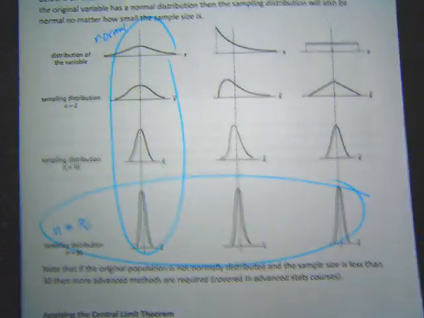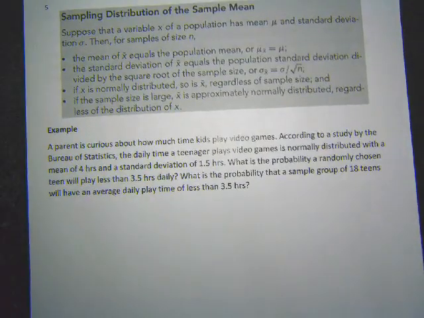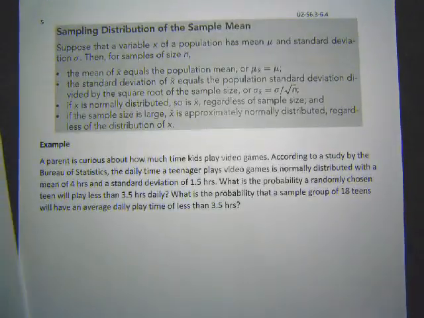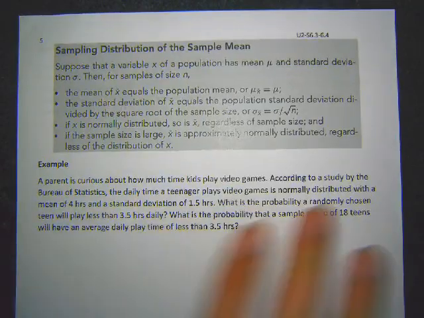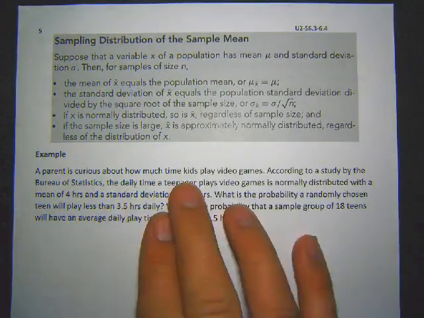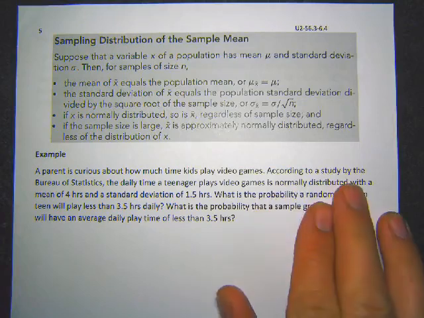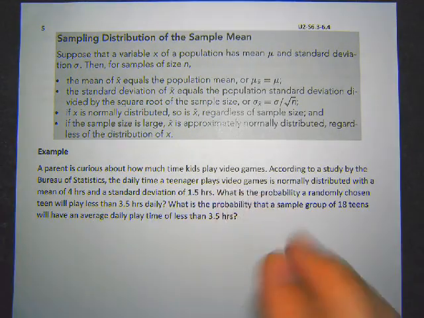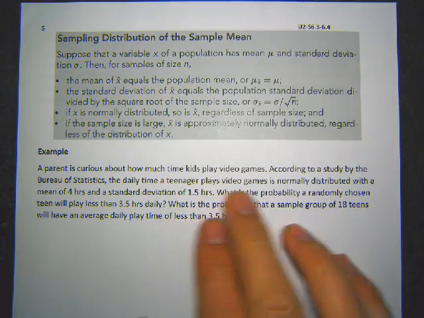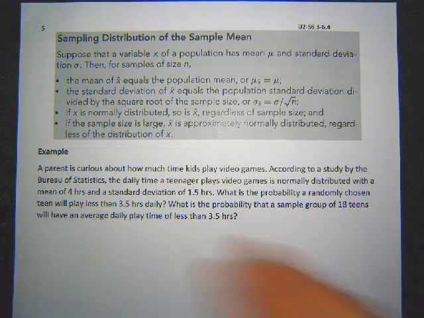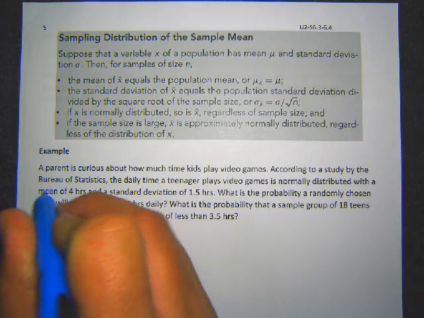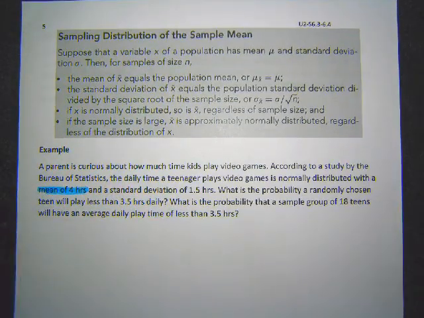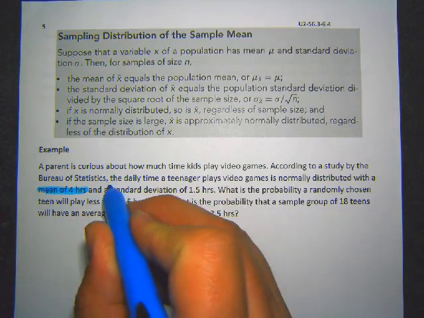Okay, let's see it in action now. Now we're actually going to get to the math. This is what you're going to see when you do problems. So let's show an example. A parent is curious about how much time kids play video games. According to a study by the Bureau of Statistics, the daily time a teenager plays video games is normally distributed with a mean of 4 hours and a standard deviation of 1.5 hours.